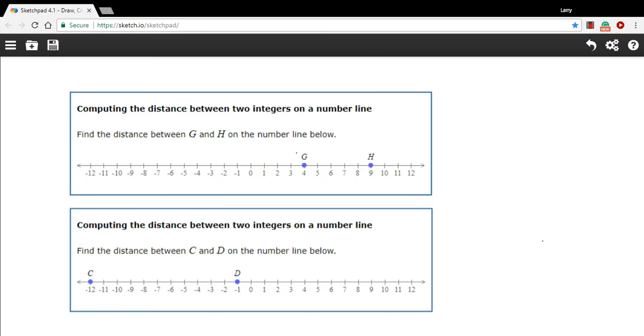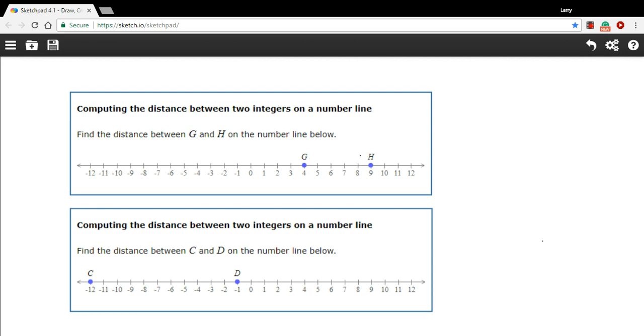In these problems, we're being asked to figure out the distance between two points on a number line. And there are a couple of ways to do this. One is you can just count. You can start at one place, for example, G here, and just count 1, 2, 3, 4, 5 spaces. So that's one way to do it, and that works. It takes a little time.